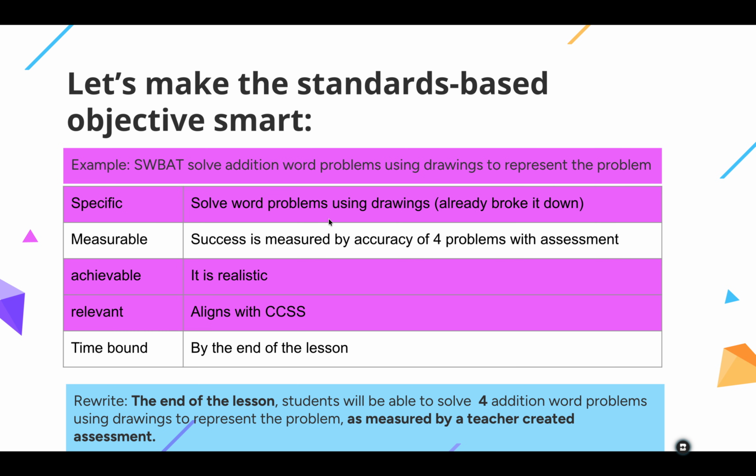Is it specific? Yes, it's specific. Is it measurable? No, it was not measurable. So I added this: students who successfully measured accuracy of 4 problems with an assessment. Is it achievable? Yes. Is it relevant? Yes. Time bound? No, it was not time bound. So I added that, and then I rewrote it here. By the end of the lesson, students will be able to solve 4 addition word problems using drawings to represent the problem as measured by a teacher-created assessment.